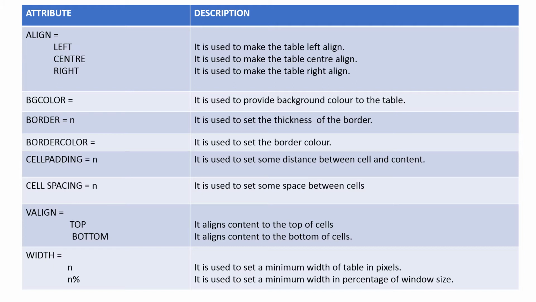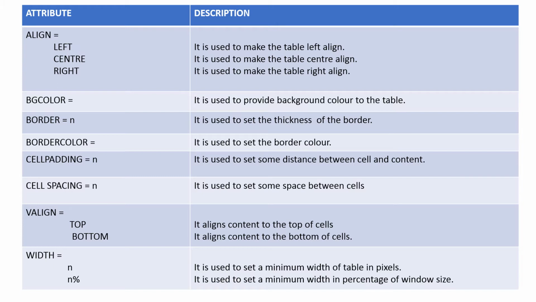If you are mentioning just a number, then it is used to set the minimum width of the table in pixels. But if you are using the n value in percentage, width is equal to n%, then it is used to set the minimum width of the table in percentage of window size. Whatever is the size of your window, percentage of that your width will be set.